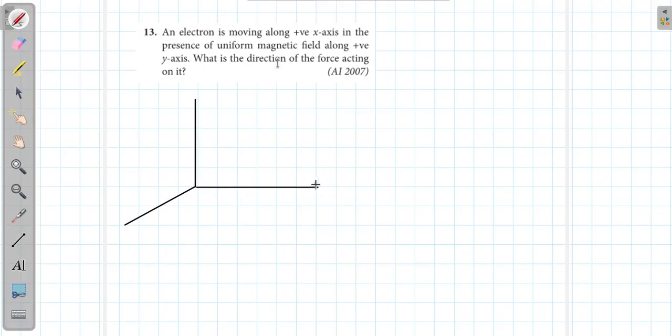But there is a small change. The rule is only applicable for the positive charge. If the positive charge is entering in this particular direction, we will get one answer. But here the charge is negative. So we take the direction of velocity in the x-axis and the direction of magnetic field in the y-axis. Therefore, in the z direction, the force will be there.